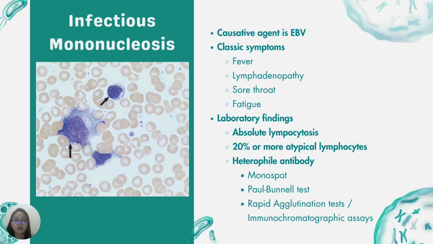If we can remember in our hematology, the WBC anomaly part, this is what we can see in the picture. It is present there. This portrays the Downey cell, which, as you can remember, is one of the hematologic findings in infectious mononucleosis. Also, we detect the presence of heterophil antibody, primarily detected on monospot, Paul-Bunnell test, and rapid agglutination test or immunochromatographic assays.